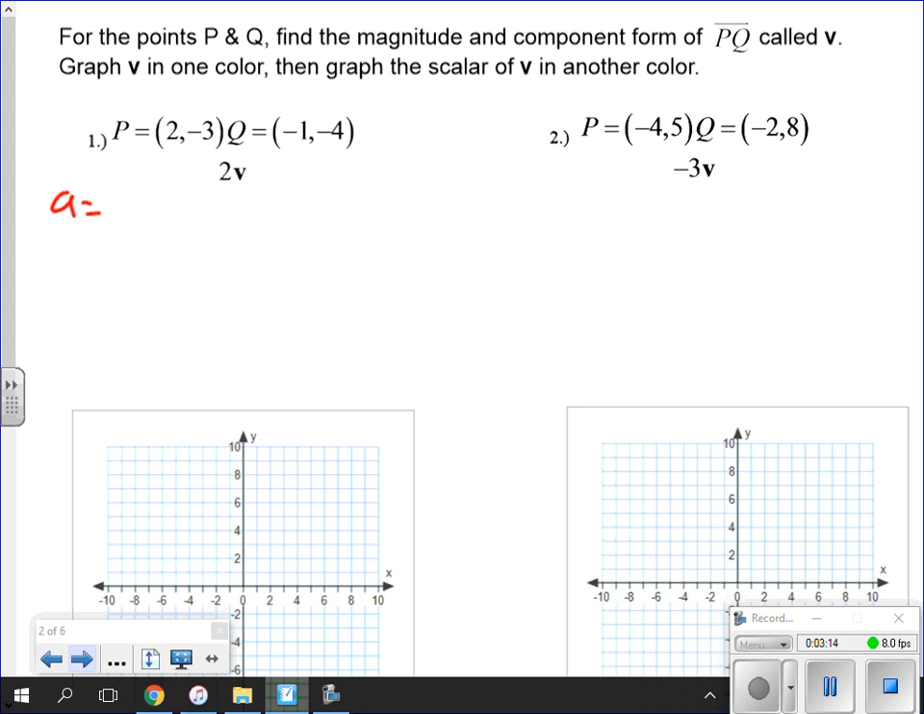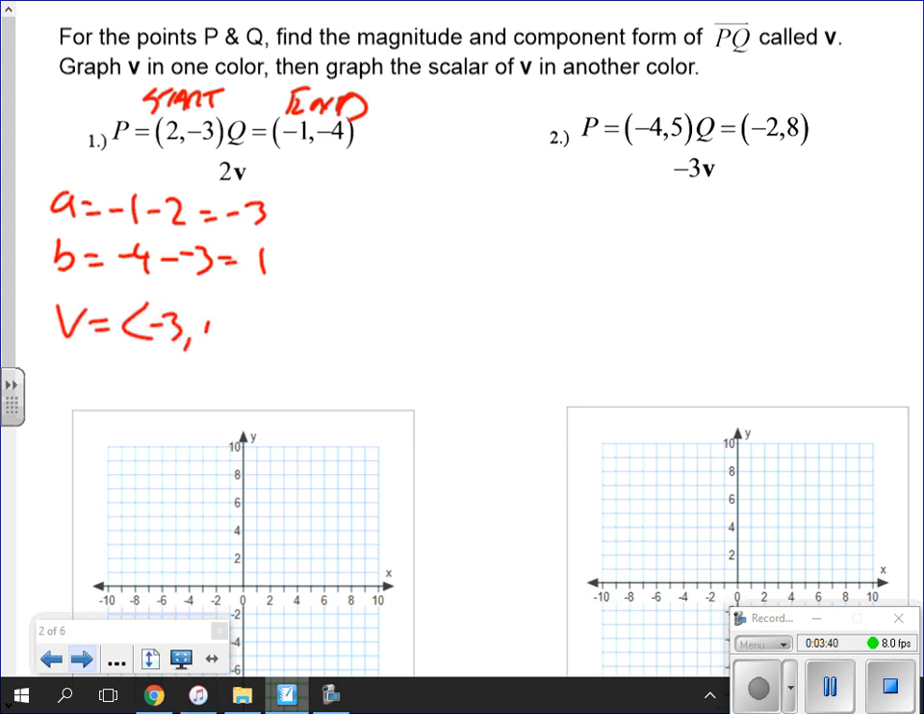This is our start. This is our end. So we take the end minus the beginning. It would be -1 minus 2, which gives us -3. That's the a component of our vector. b would be the same thing for our y coordinates, -4 minus -3, which is -1. So our vector v is <-3, -1>.